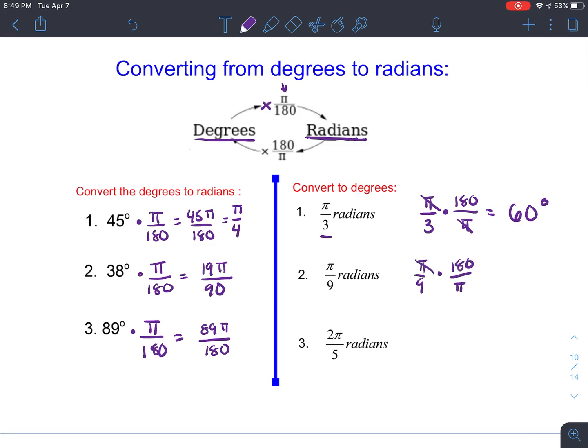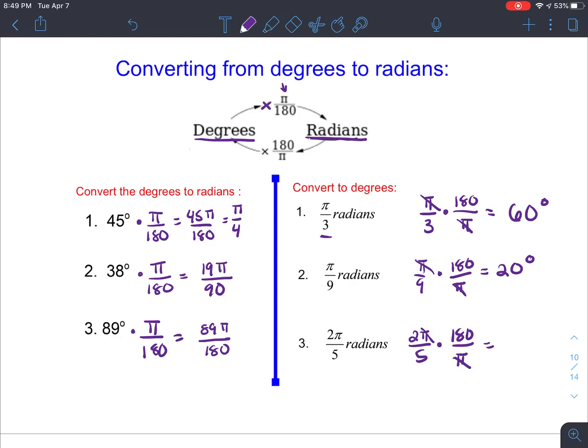To convert from radians, we multiply by 180 over pi because we want the pi's to cancel. And then we have 180 divided by 9 is 20 degrees. And last but not least, 2 pi over 5. Again, we're converting where we want the pi's to cancel.